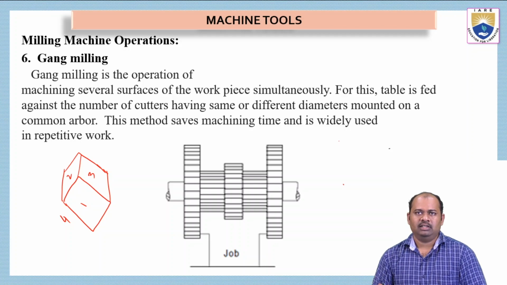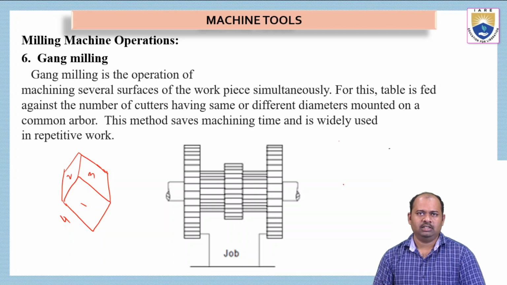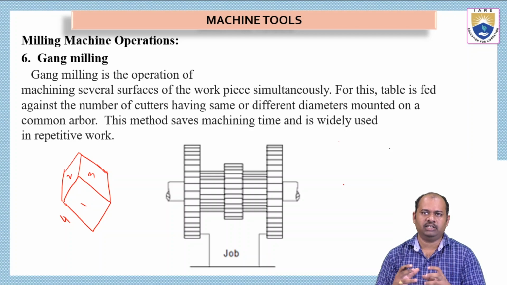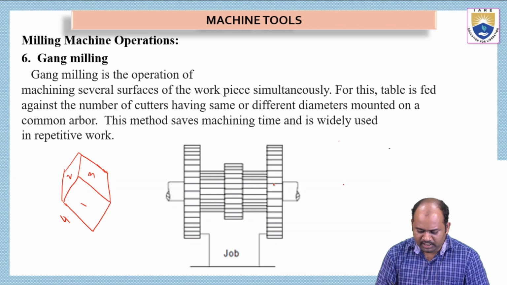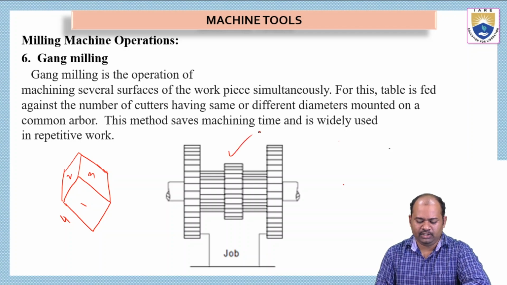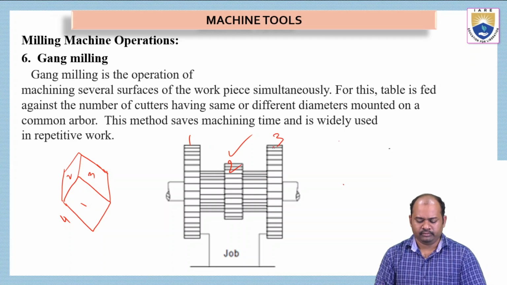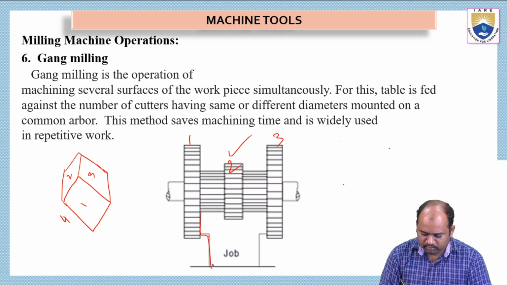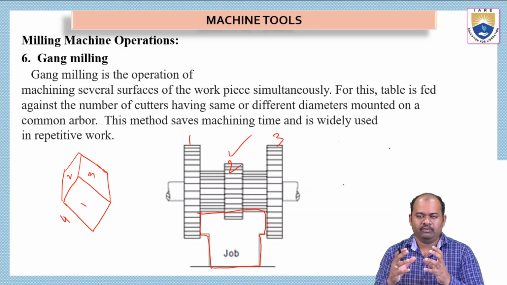So gang milling is a set of operations or a machining process which is done on the workpiece simultaneously. For this, the table is fed against a number of cutters. Multiple cutters will be there. As in this picture, we have 3 cutting tools here, 1, 2, and 3, and this is the workpiece. And this workpiece is being machined by 3 cutters.